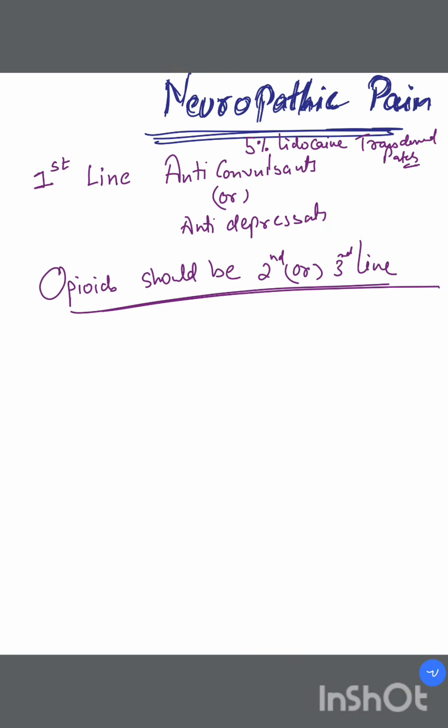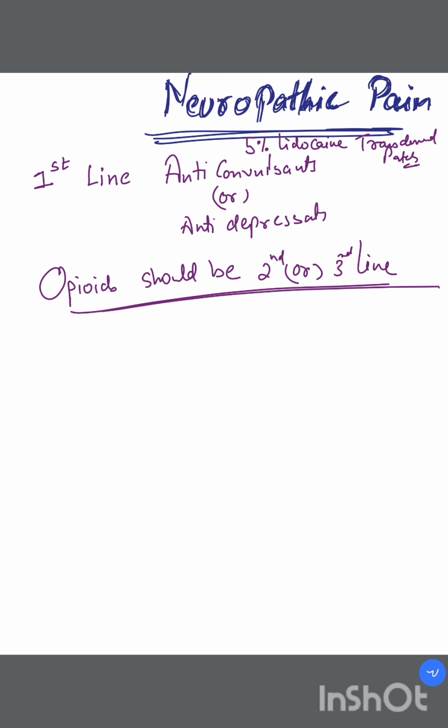So this is the last part in Harrison's. It talks about neuropathic pain. It tells us not to jump directly into prescribing these drugs. If you suspect there is post-herpetic neuralgia, as in herpes zoster, you prescribe a 5% lidocaine transdermal patch. Then the first line is anticonvulsants, like pregabalin or gabapentin, or you can write antidepressants, venlafaxine or duloxetine. Opioids are considered to be second or third line.